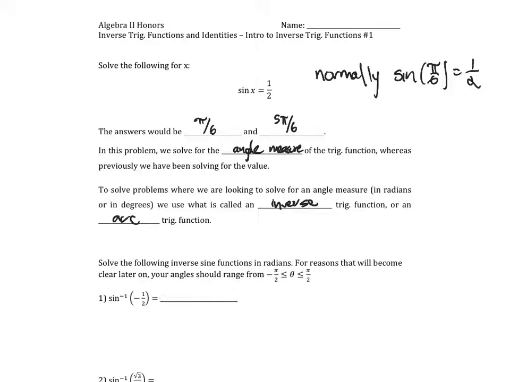Basically in an inverse trig function, your input is a ratio, and your answer is an angle. That's the reverse of this guy up here. My input there is an angle measurement, and my answer is a ratio. So they switch. Inverse is a swapping of inputs and outputs. We're swapping our inputs and outputs here, hence why it's called an inverse trig function. So let's take a look at a few examples here.